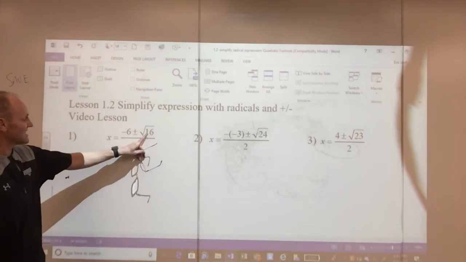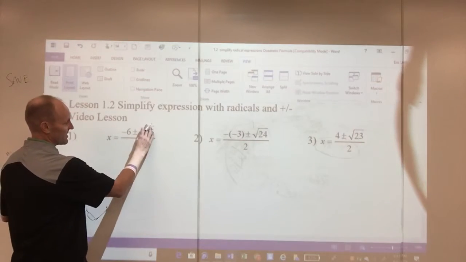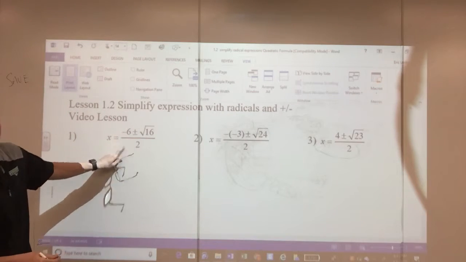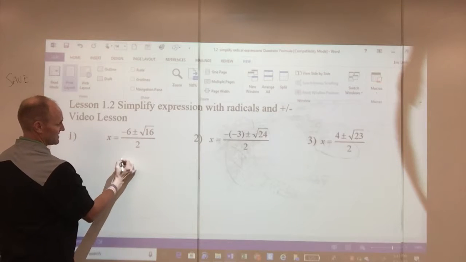And you're going to use your last lesson. The first thing you're going to do is simplify the radical, and then we're going to talk about how you simplify the rest. So let's look at this example. First thing I want to do is simplify square root of 16.